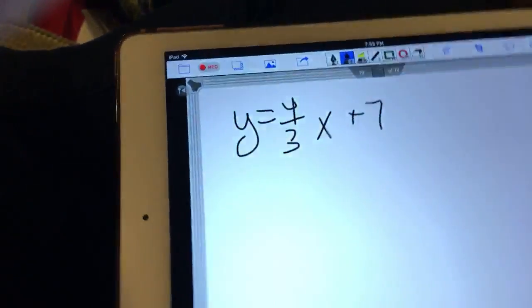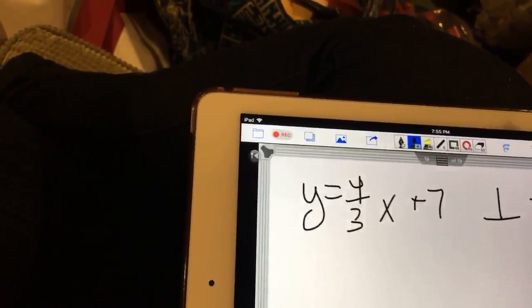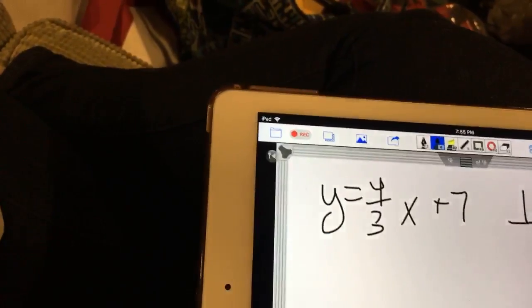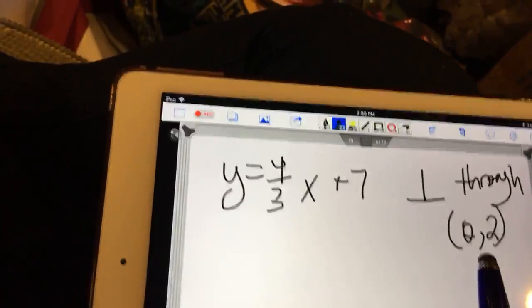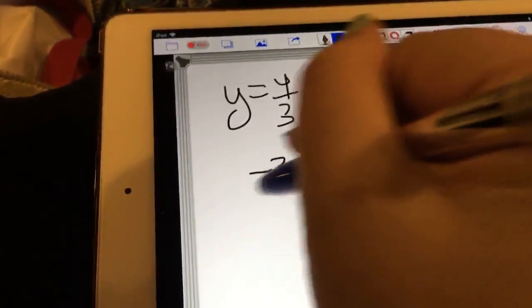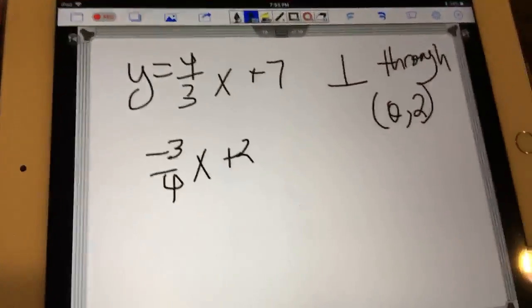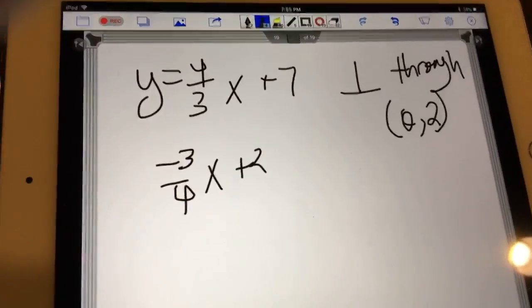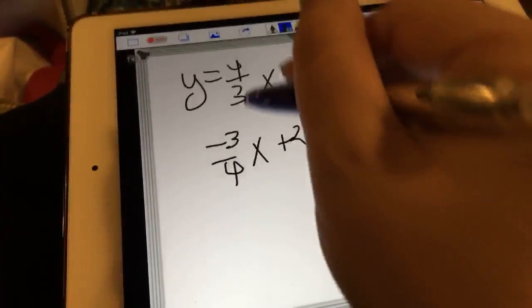The hard way is we've got y equals 4/3 x plus 7. Okay? I need to find a line perpendicular to this that goes through 0, 2. All right? Fortunately, because we picked the y-intercept, that's actually pretty easy. The line perpendicular to this is -3/4 x plus 2. Okay? Then we have to find the point of intersection between these two lines.